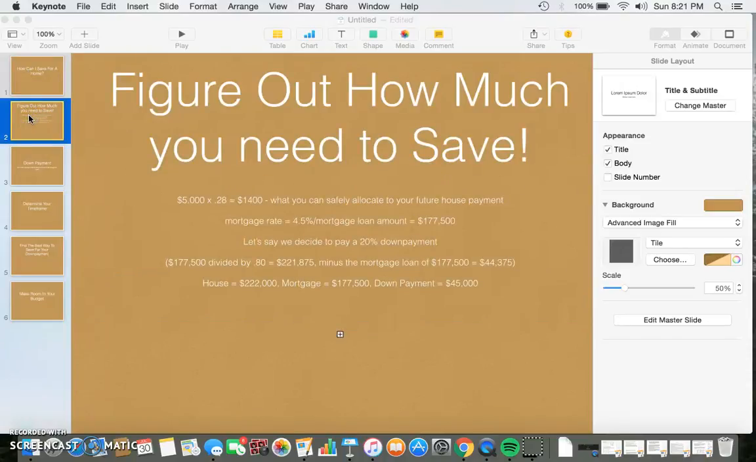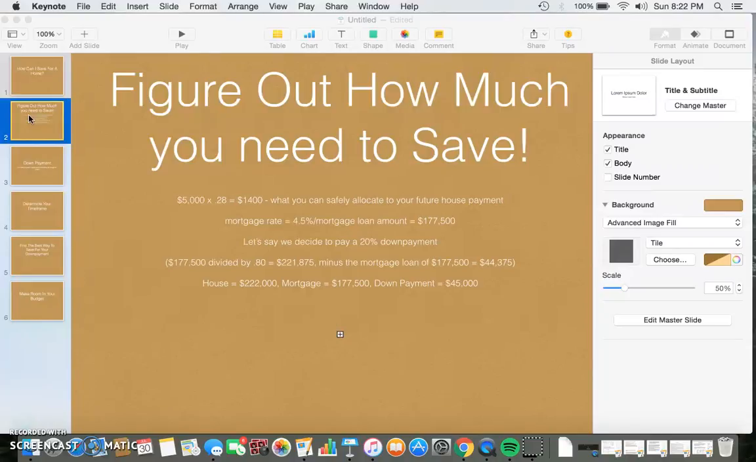The first point is before you begin saving for a down payment on a house, you first have to know how much you will need to save. And most likely you'll sit down with a mortgage lender who will let you know how much of a mortgage you can qualify for. That way you can know how much you need to save for.